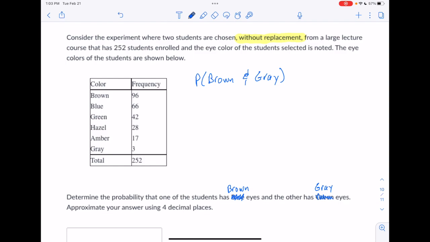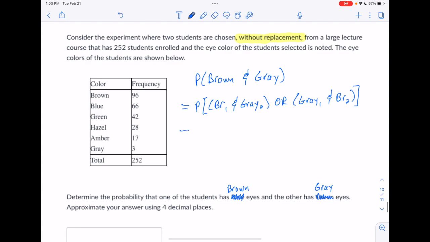So what does that mean here? It means we have to consider the probability that it could have been brown first and gray second, or could have been the other order. It could have been gray first and brown second. They don't say which order it was, so we have to consider both. And then we can jump in and start doing the math.